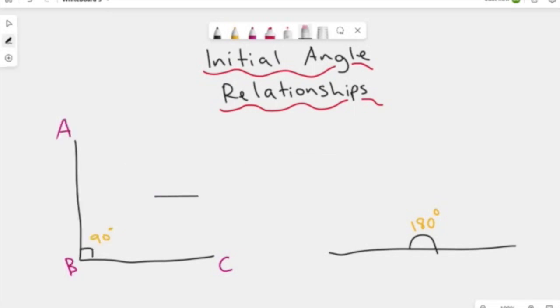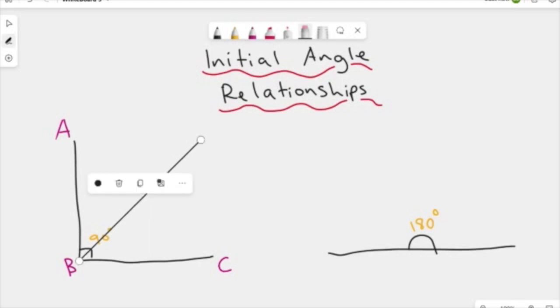Sorry about that. Now, what if I joined this other line to my vertex? And I'm going to call this side D. So I've brought out this line here. Now, this line, it intersects, doesn't it? It meets at the same vertex as our two initial lines.